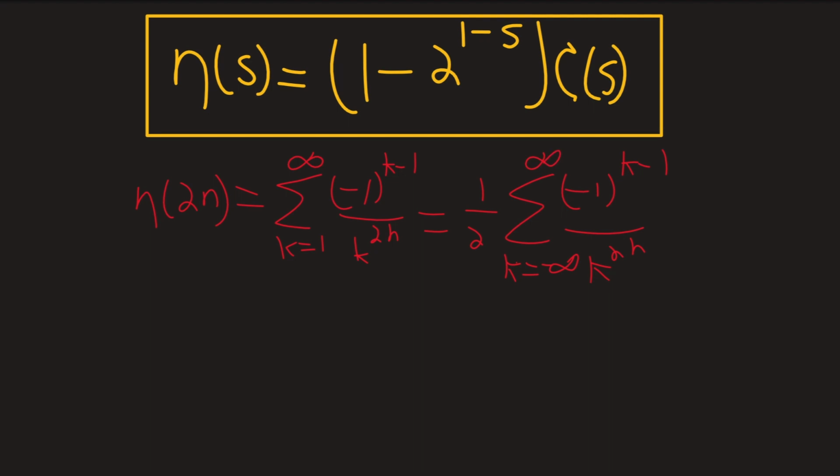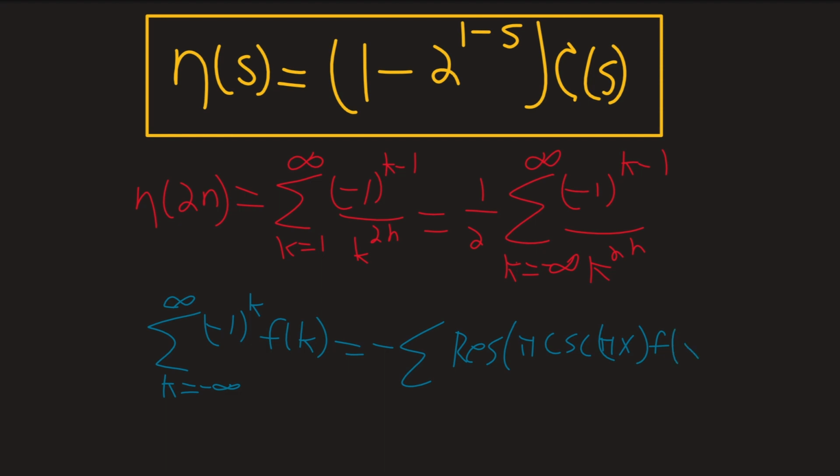The reason I've done this is so that we can apply one of the results of complex analysis. Namely, the sum from k equals negative infinity to infinity of negative 1 to the k times f of k is equal to the negative sum of the residues of pi times the cosecant of pi x times f of x. And these residues are just at the poles of f.